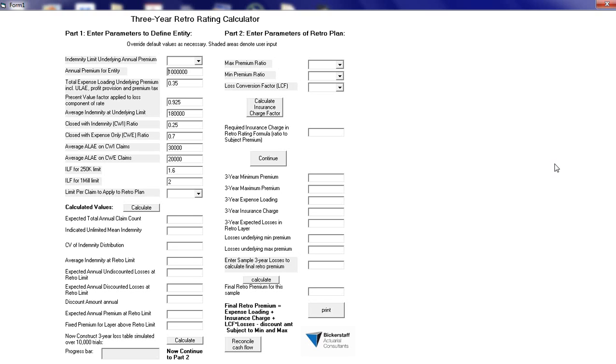So what I've done in this model is deal strictly with a risk, an insured that has some liability policies that it would like to seek out a retrospectively rated policy, and this model does just that.